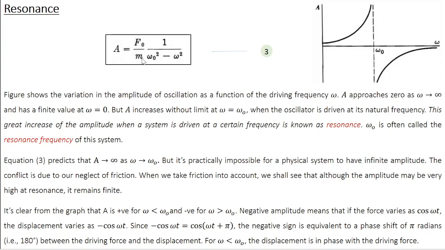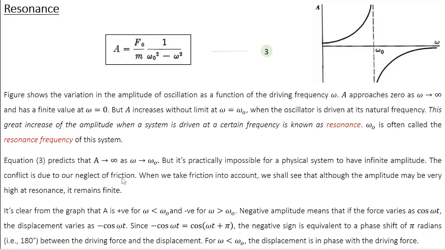Now this equation predicts that at resonance, or when omega tends to omega naught, A tends to infinity. But we know that in any practical system, it is impossible for the system to have infinite amplitude. You can have extremely high amplitude, but infinite amplitude is not a real possibility, right? So this conflict is due to the fact that throughout our analysis, we have neglected the influence of friction.